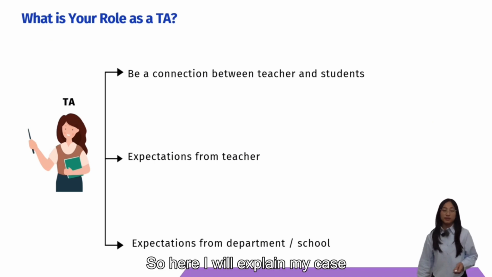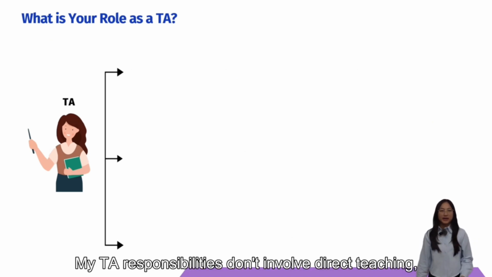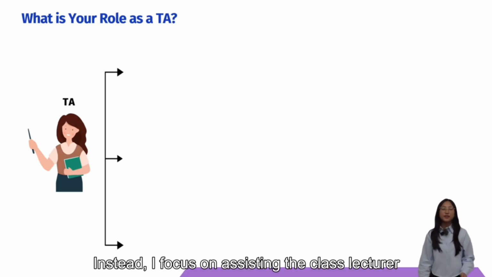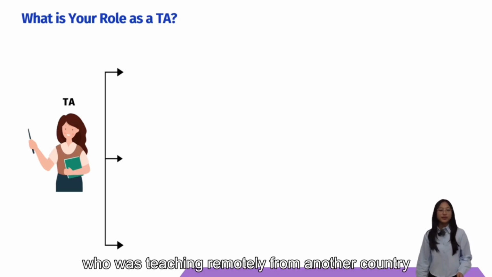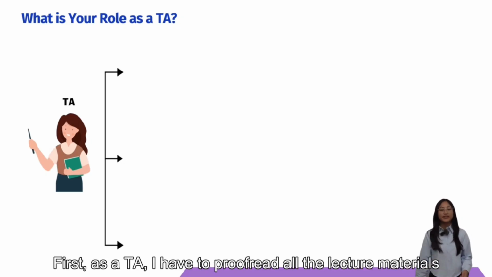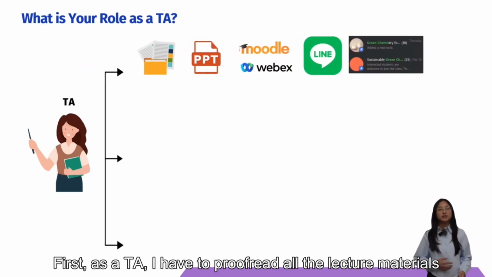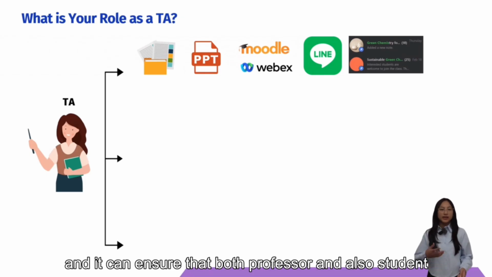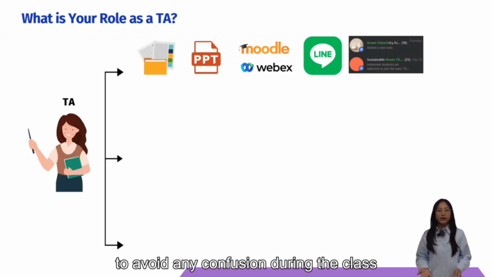So here I will explain my case. My TA responsibilities don't involve direct teaching. Instead, I focus on assisting the class lecturer who was teaching remotely from another country throughout the semester. First, as a TA, I help to proofread all the lecture materials, to ensure that both the professor and the students are on the same page to avoid any confusion during class.